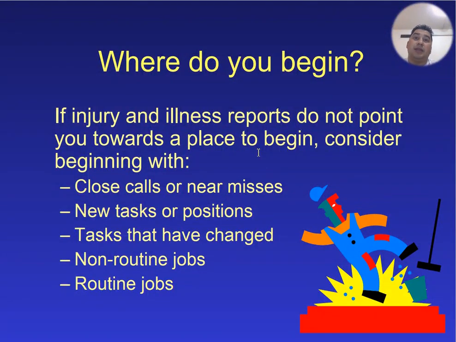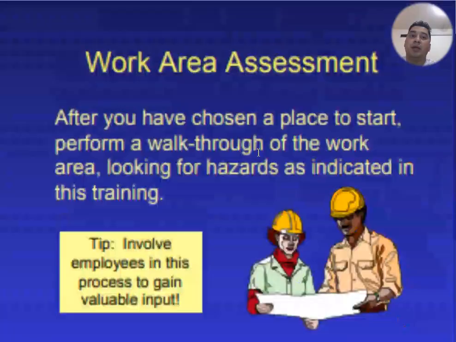If injury and illness reports do not point you towards a place to begin, consider beginning with... If you are finding that by looking into the accident and illness report, you are not confident to start your job hazard assessment, then you can start with the close calls or near misses, new tasks or positions, tasks that have changed, non-routine jobs and routine jobs. So you can start with these things.